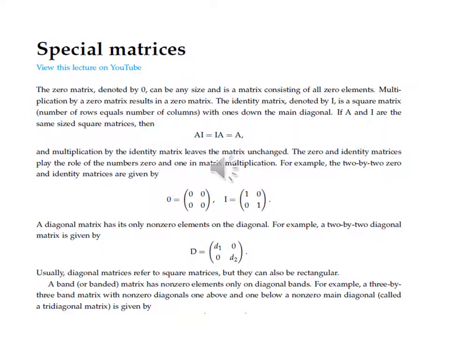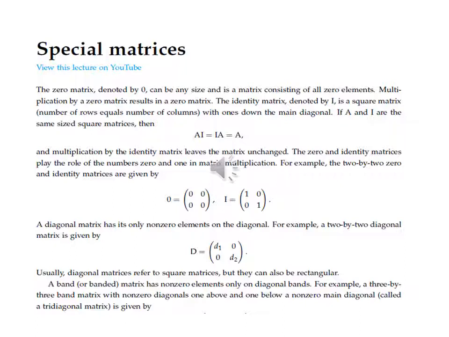Now, special matrices. The zero matrix, denoted by 0, can be any size and is a matrix consisting of all zero elements. Multiplication by a zero matrix results in a zero matrix.